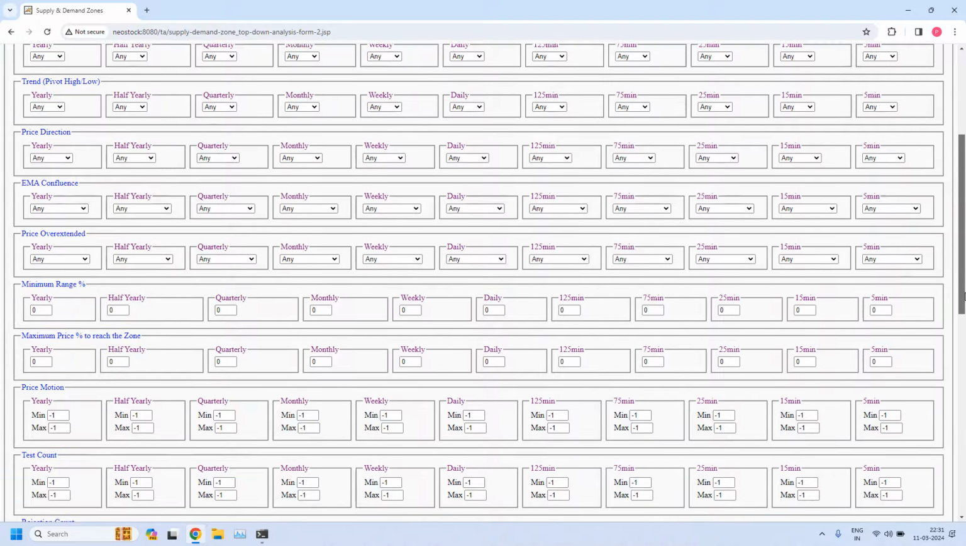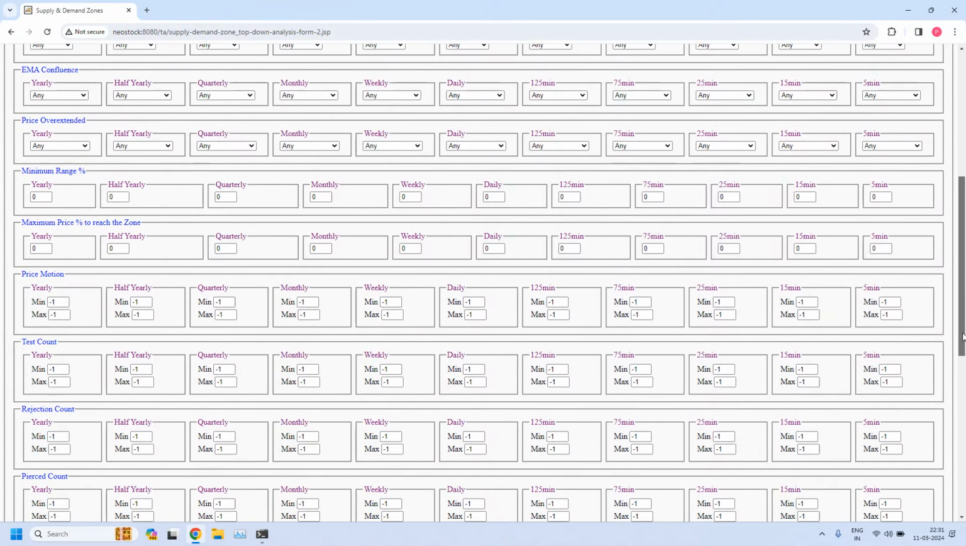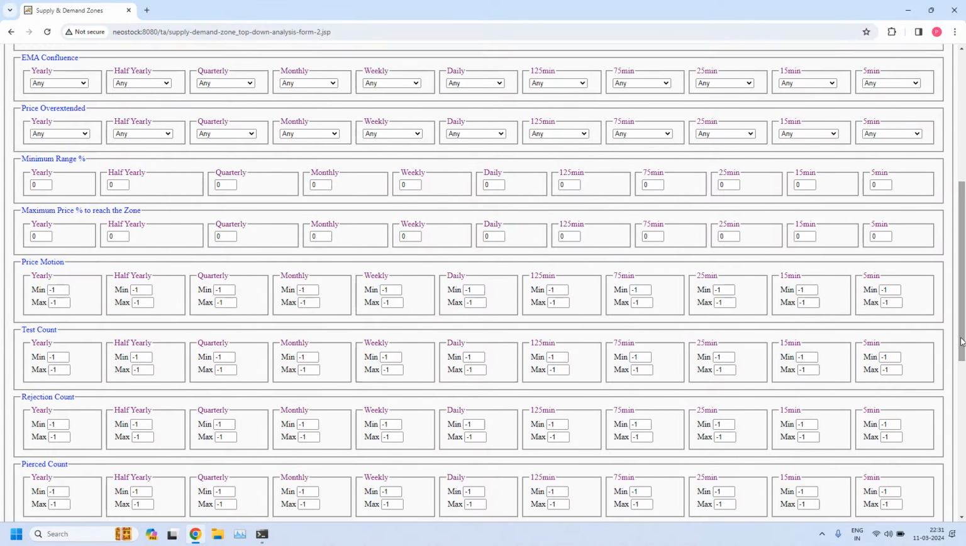The first filter is I don't want pierced zones. So for daily time frame I want to set pierced count 0. So I'm setting 0, 0 as minimum and maximum. That indicates pierced count is 0, which means the zone is not pierced.